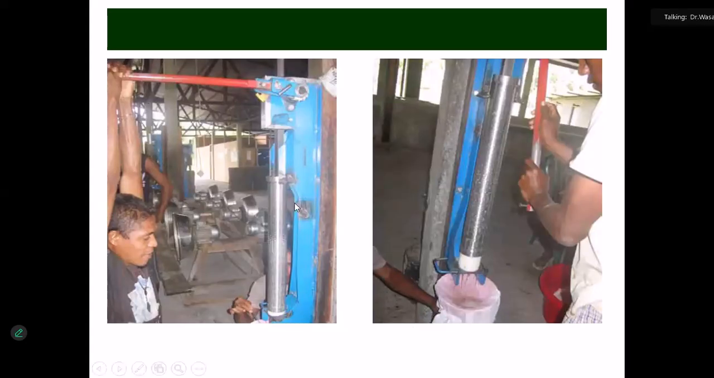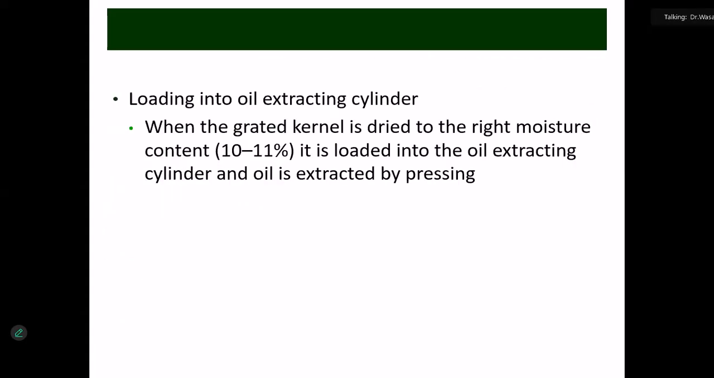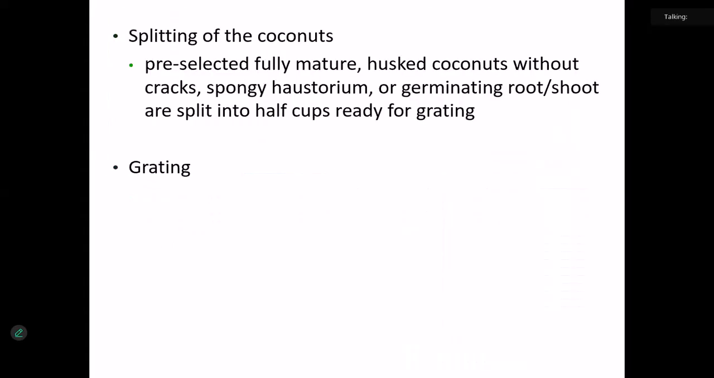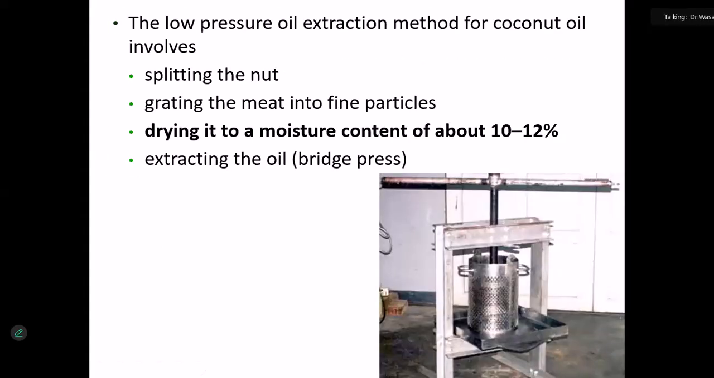One method you can see is the bridge press. So this is the cylinder. You can apply pressure by this handle, low pressure, like here. So what happens finally? The oil comes out through this funnel into the container. So this is large scale. Earlier it was to a tray, and here it is also to a tray.